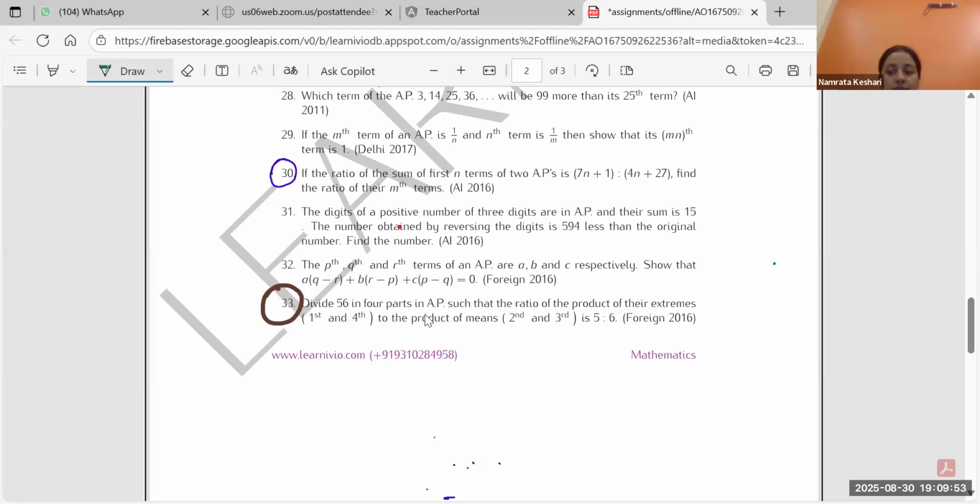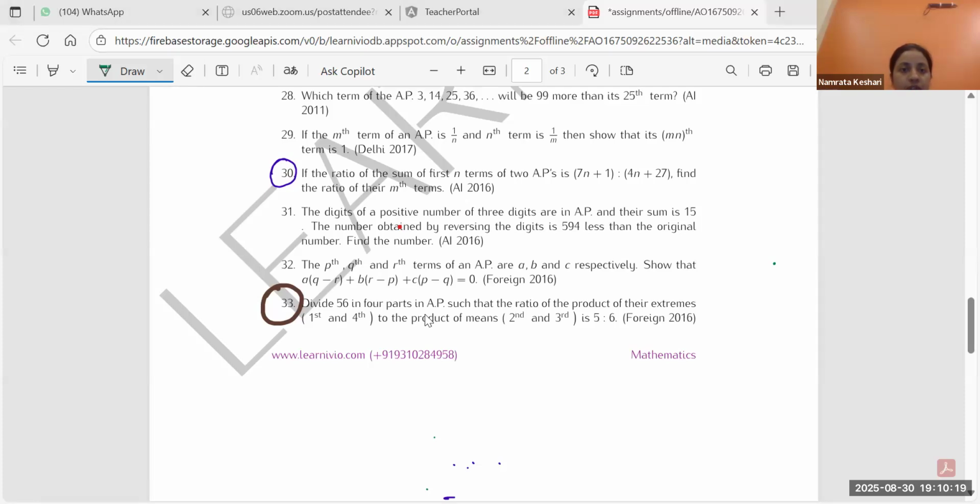Are you able to do it? Yes. Yes, Afreen, Inan, Sarah, you are also there, right? Yeah. Are you able to do it?